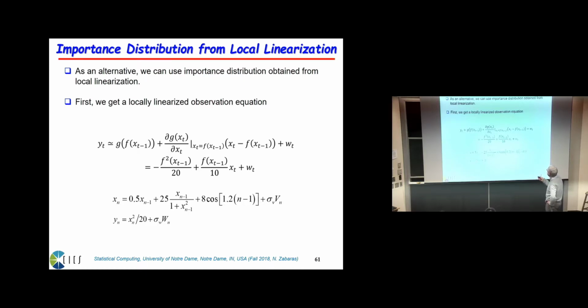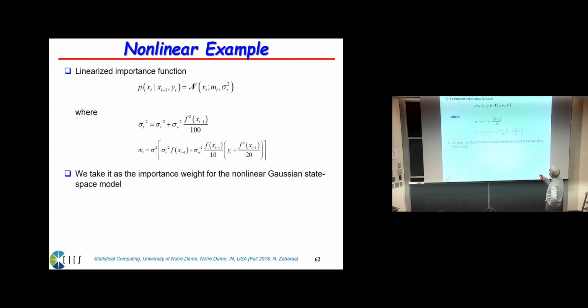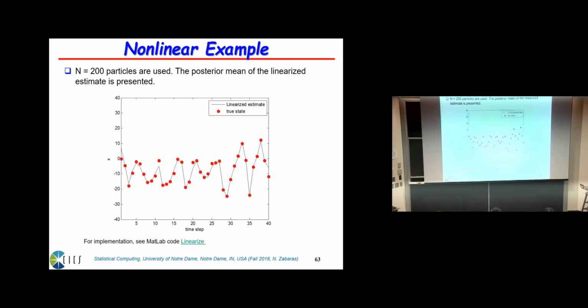So y_t now becomes a linear function of x_t, and I can use the optimal filter. I can cut and paste the equations that I had for the linearized model from before, for the linear observation model. So the optimal proposal distribution is a Gaussian. It has this mean, has this variance, it's supposed to be optimal, and here is how the answers look.